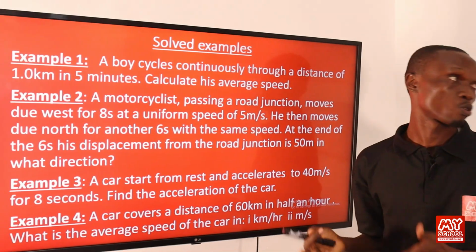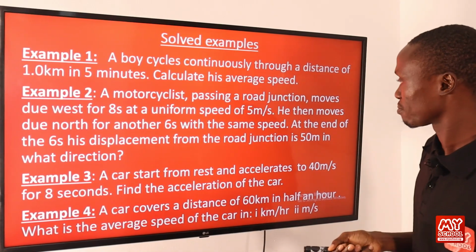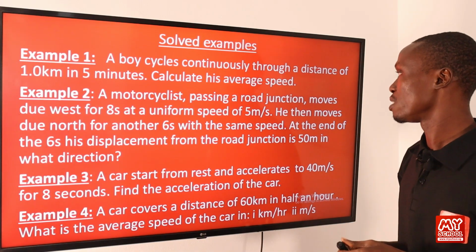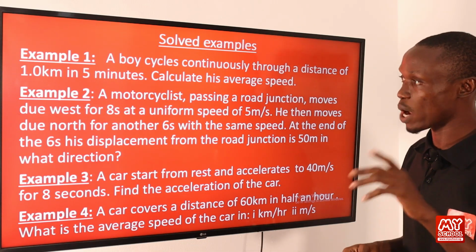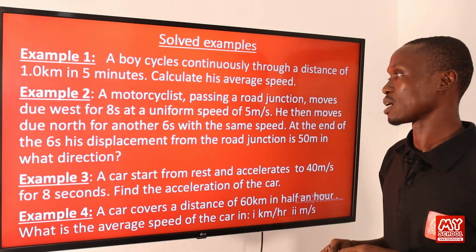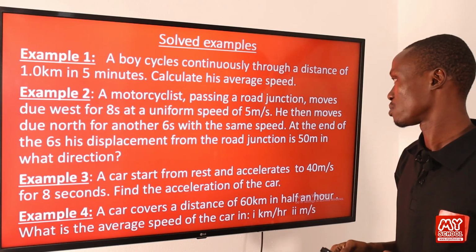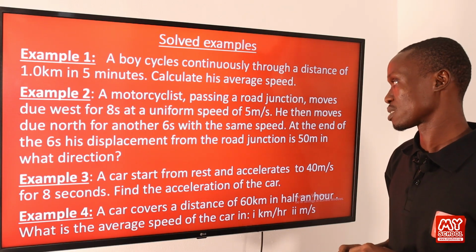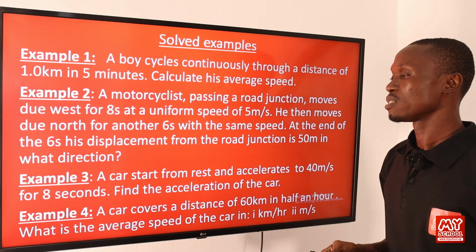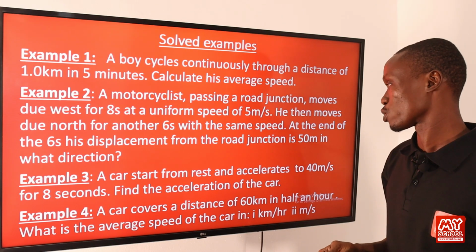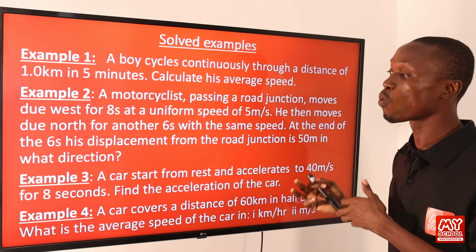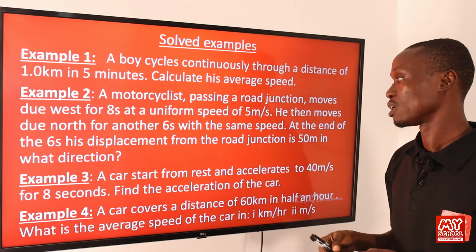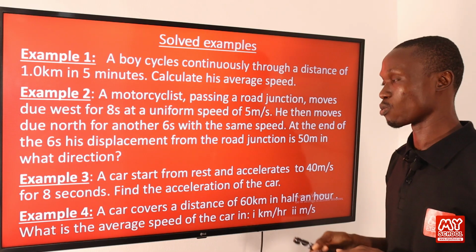So let's quickly look at question number 2, because question number 2 here has to do with displacement. Okay, so a motorist passing a road junction moves due west for 8 seconds at a uniform speed of 5 meters per second. He then moves due north for another 6 seconds with the same speed. At the end of the 6 seconds, his displacement from the road junction is 50 meters. In what direction? Okay, so basically what we are asked to solve here is the direction of motion of the motorist, right?